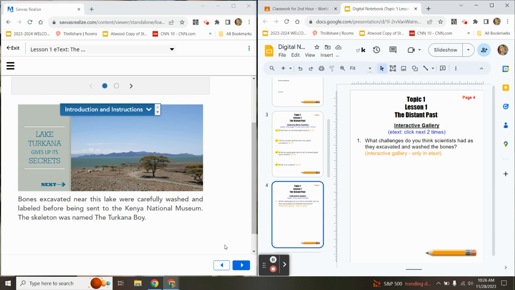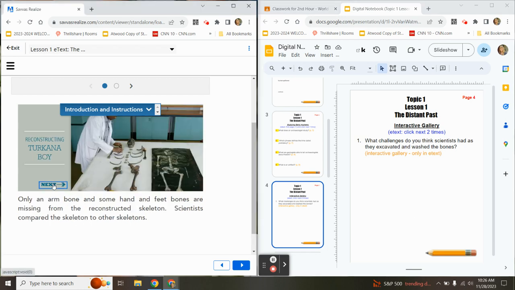Bones excavated near this lake were carefully washed and labeled before being sent to the Kenya National Museum. The skeleton was named the Turkana Boy. Only an arm bone and some hand and feet bones are missing from the reconstructed skeleton.